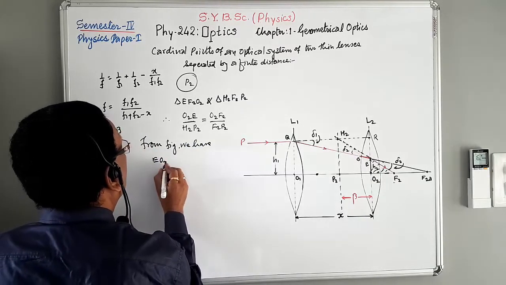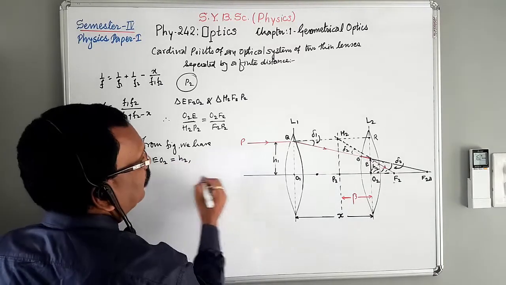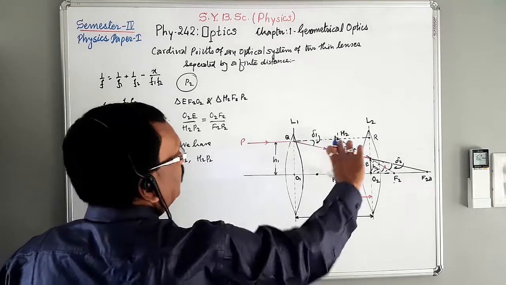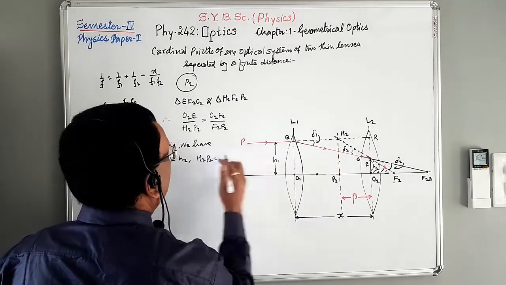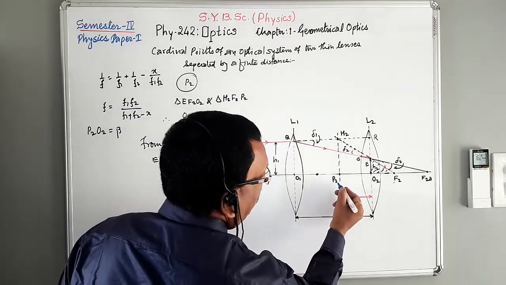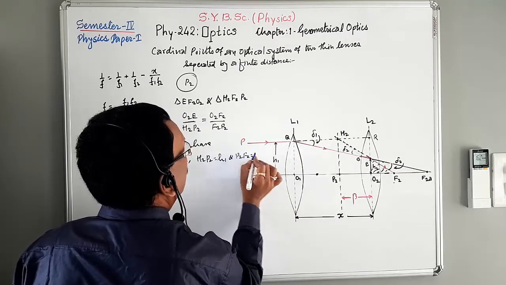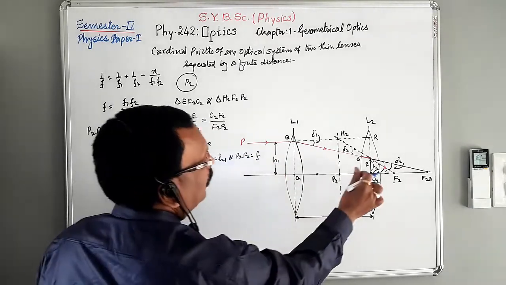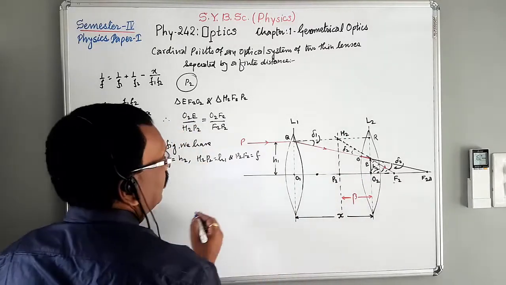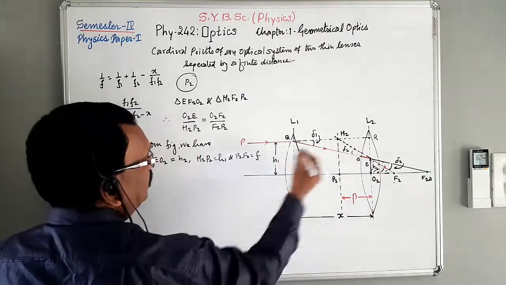EO2 or O2E is equal to H2. Then H2P2, this side, is equal to H1, and P2F2 is equal to F, the focal length of this equivalent lens. Okay, when we place the equivalent lens at this position.